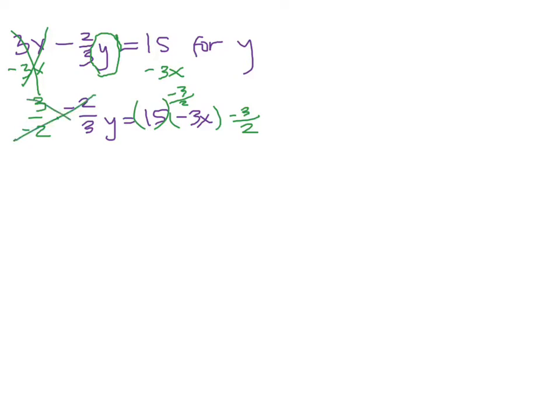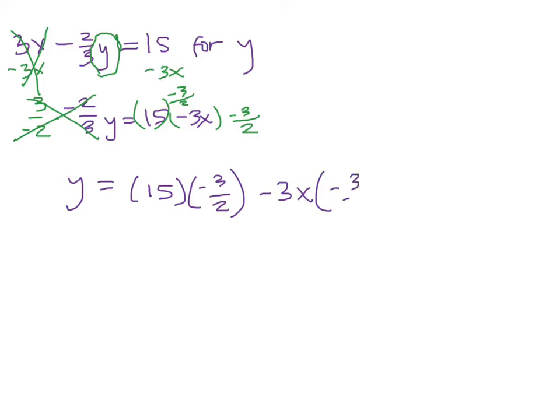Over here it cancels out. So we are just left with y equals 15 times negative 3/2 minus 3x times negative 3/2. And when we simplify that, we get y equals negative 45 over 2 plus 9 over 2x.